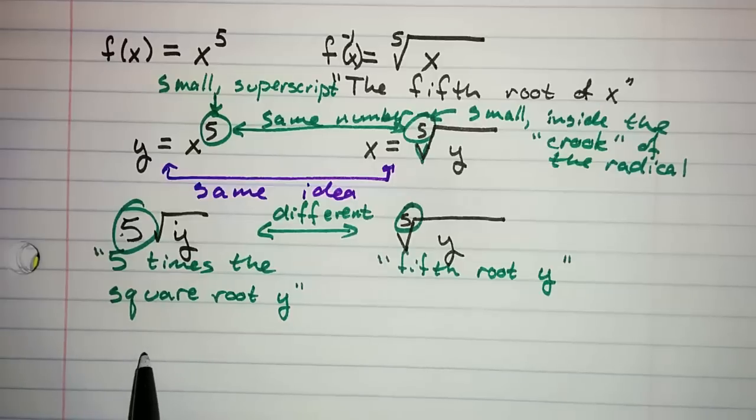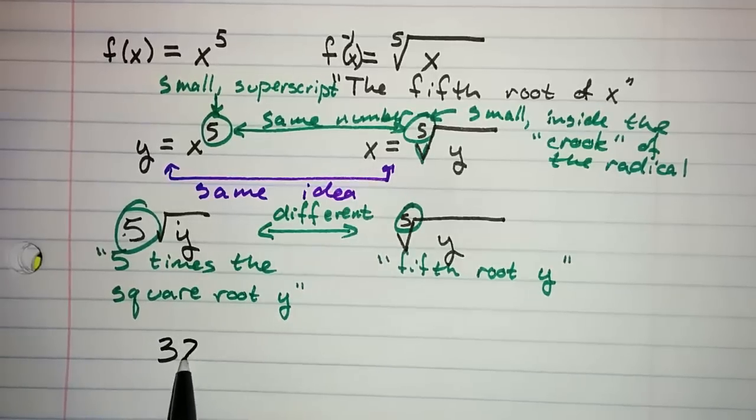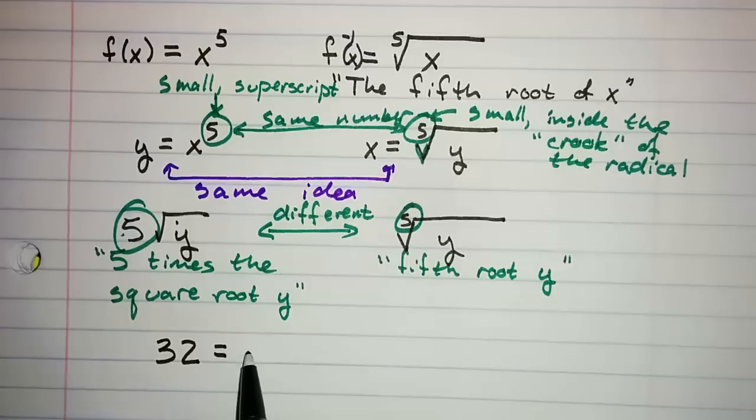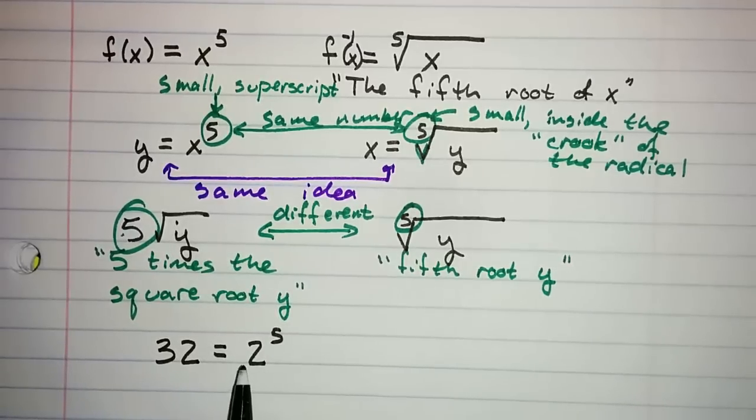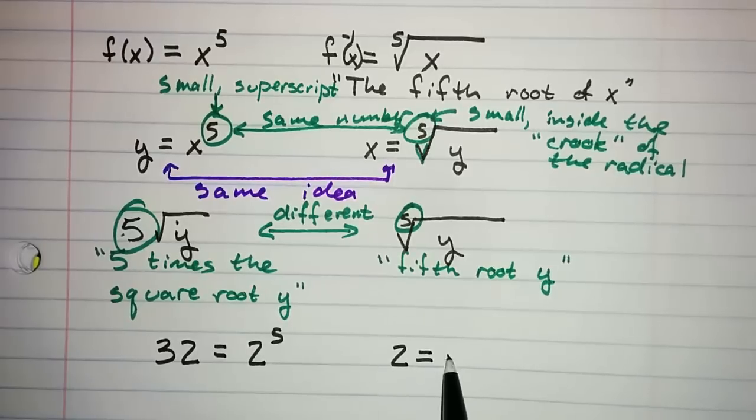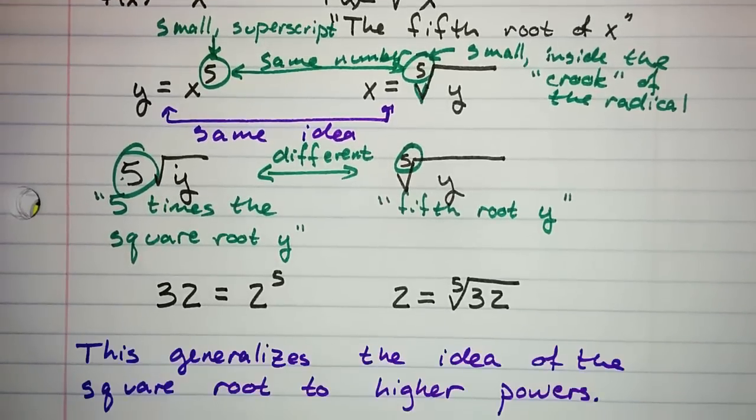It is the case that 32 is equal to 2 to the fifth. If we multiply 2 by itself 5 times, we get 32. That is the same fact as to say that 2 is the fifth root of 32. What's going on here? This is generalizing the idea of the square root to higher powers.